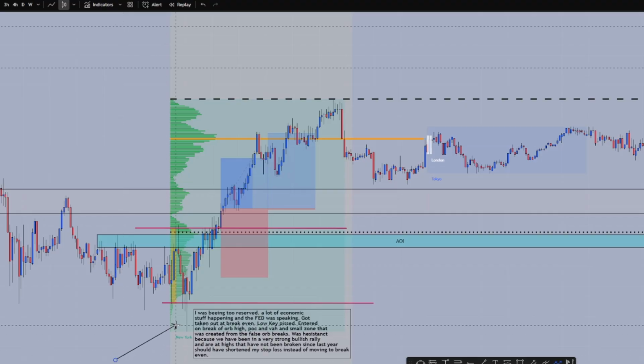So let's go ahead and read my notes from that day. I was being too reserved. A lot of economic stuff happening, and the Fed was speaking. Got taken out at break even. Low key, I'm pissed. Entered on break of ORB high, point of control, value area high, and a small zone that was created from the false ORB breaks. Was hesitant because we have been in a very strong bullish rally and are at highs that have not been broken since last year. Should have shortened my stop loss instead of moving to break even.